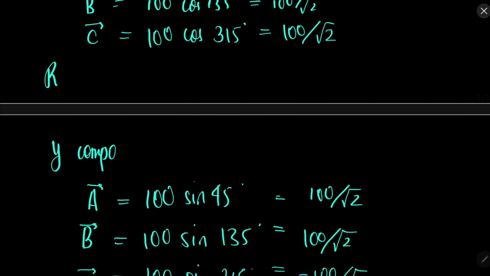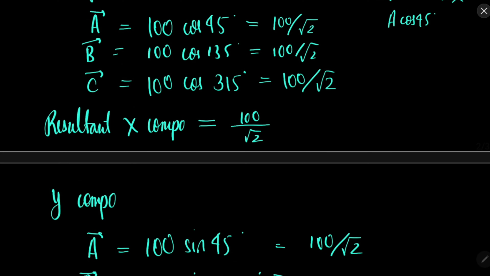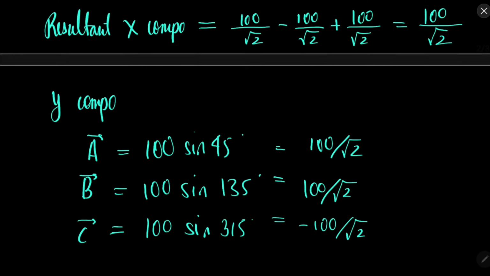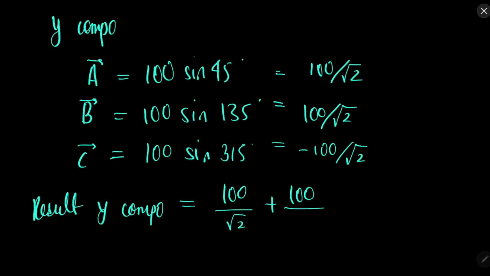Now what will be the resultant in the x-axis? The resultant x component we need to add all of these, so it will be minus 100 upon root 2 plus 100 upon root 2 plus 100 upon root 2, which will give us 100 upon root 2 as the answer. Similarly the resultant y component, add all of these: 100 upon root 2 plus 100 upon root 2 and minus 100 upon root 2. This will give us 100 upon root 2 again.